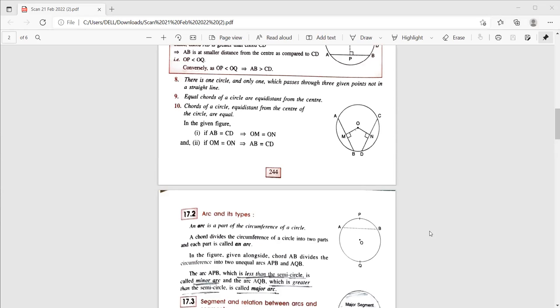Now look at point 9. Point 9 is: equal chords of a circle are equidistant from the center. If I go for two chords which are equal in length, okay, so here I have a chord.